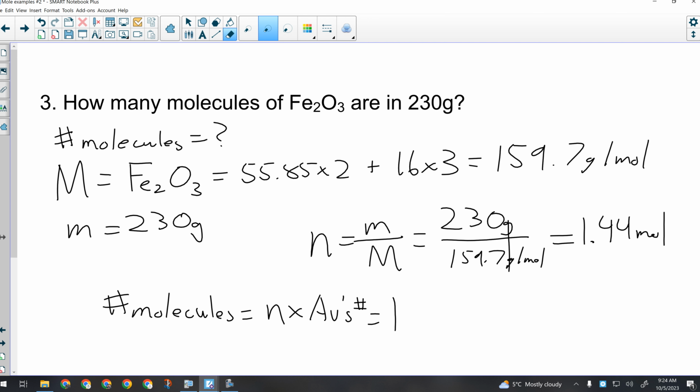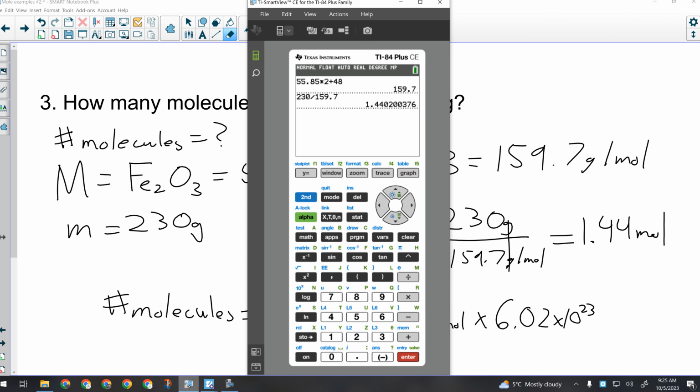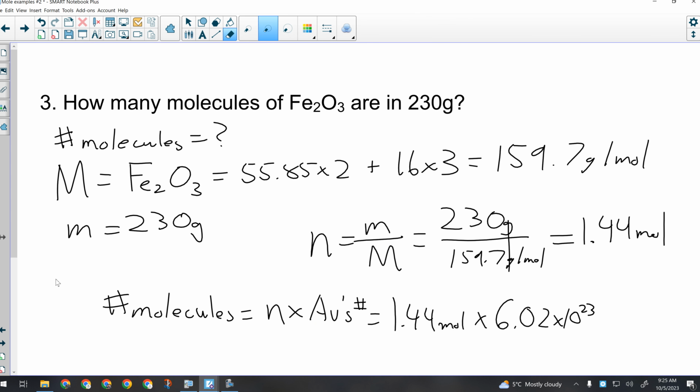Okay, so that's going to be 1.44 moles multiplied by 6.02 times 10 to the 23, and that's essentially molecules per mole. Okay, so the moles would cancel, I'd be left with molecules. All right, when I punch that into my calculator, I take all the decimals with me, and then I put Avogadro's number in brackets and multiply. All right, so I'm getting 8.67 times 10 to the 23 molecules.